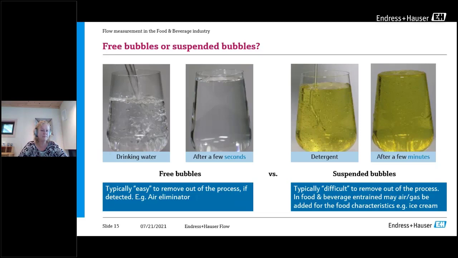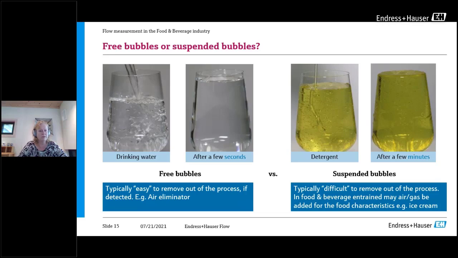You have what we call free bubbles or suspended bubbles. Free bubbles would be things like in a glass of drinking water, where you have some larger bubbles generated and they escape very easily. These are also easily removed from the process by increasing pressure or by sitting in a tank or using air eliminators. Suspended bubbles are typically more difficult to remove. They're trapped bubbles, and they cannot so easily be removed in the process either by pressure or air eliminators.